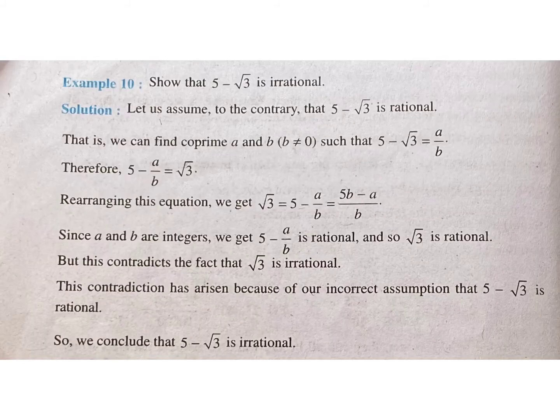Next is, we have to prove that 5 minus root 3 is irrational. So let us suppose that 5 minus root 3 is rational. If it is rational, it can be written in the form a by b. So 5 minus root 3 is equal to a by b.